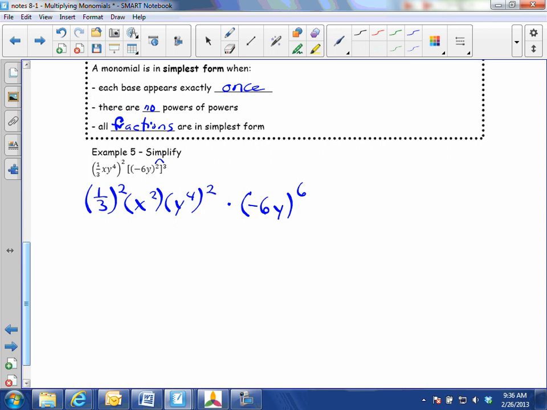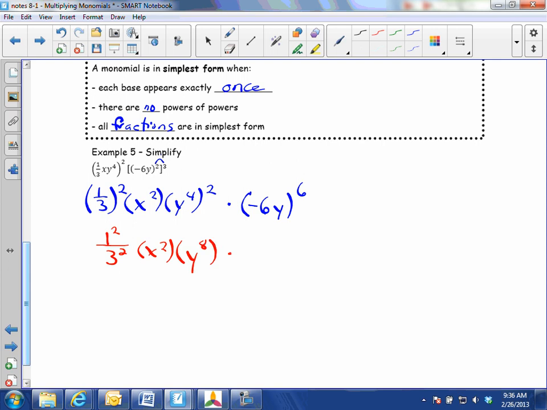Okay, I know we haven't really talked about a fraction to a power, or maybe we have, have we? No. Okay, so when we have a fraction to a power, you take the top of the fraction to the power and the bottom of the fraction to the power. So we have 1 squared over 3 squared, times this x squared. Let's see, what does this y turn into? Y to the 8.